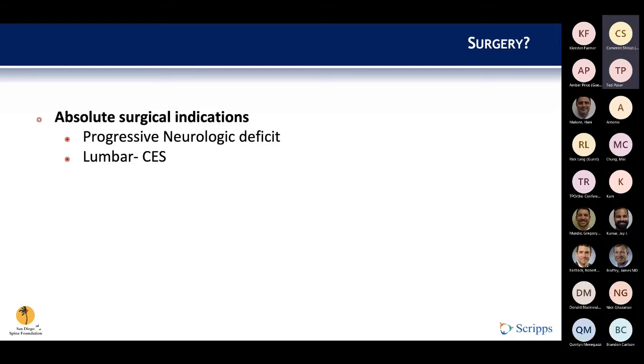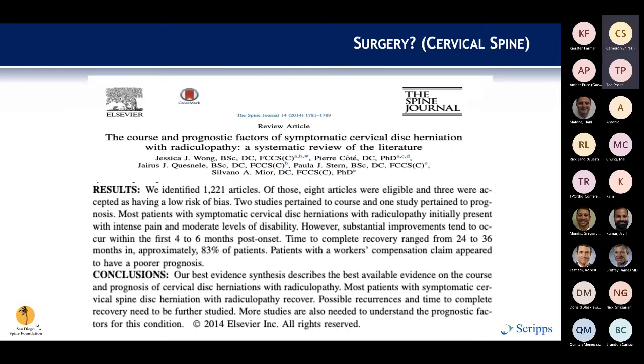Now let's jump over to surgical indications. Absolute surgical indications are a progressive neurologic deficit that is worsening, or cauda equina. Those are the two set-in-stone ones, and there are a lot of other ones that we'll try to go through to see when you need to start considering surgery for these patients, when it is best, and when it is necessary.